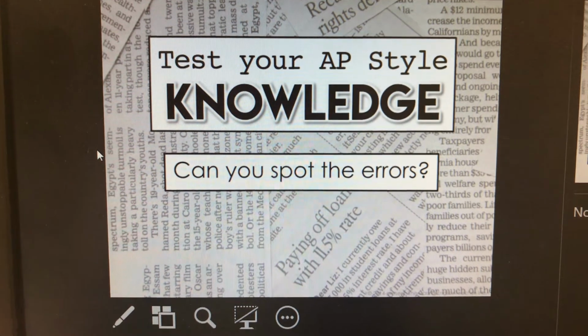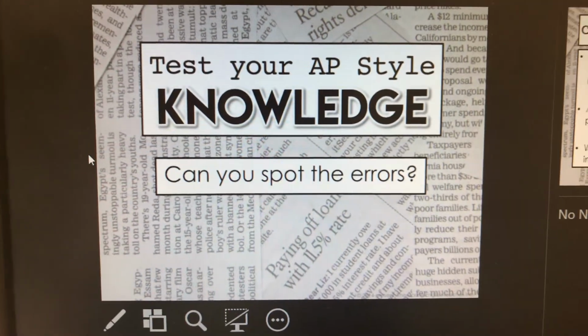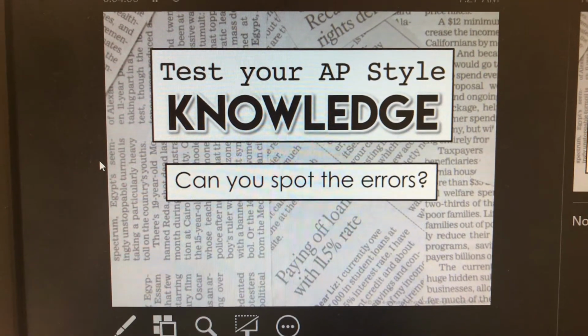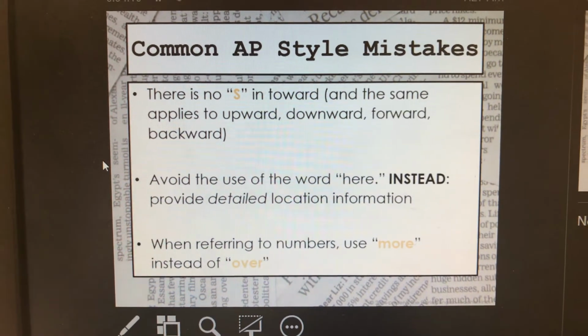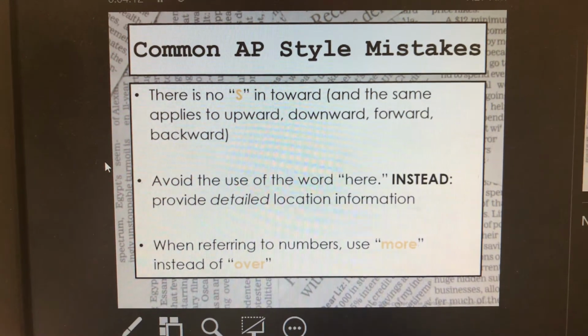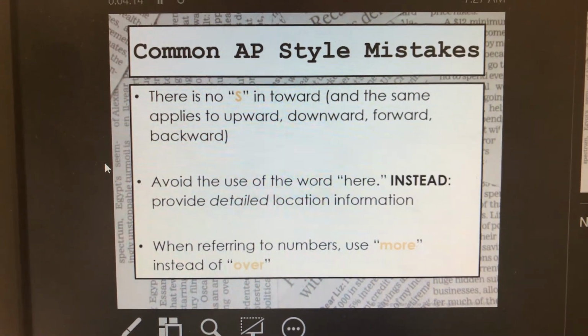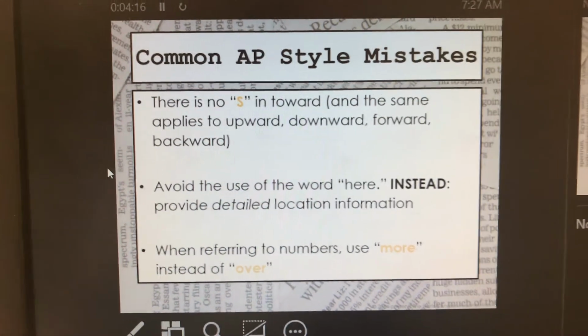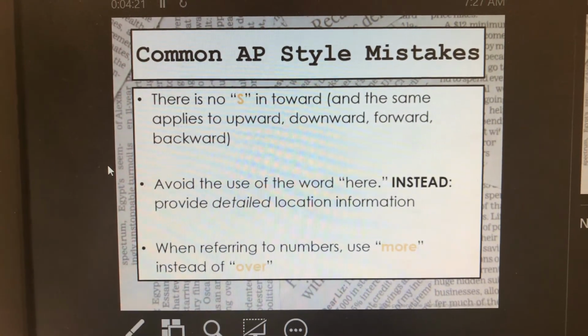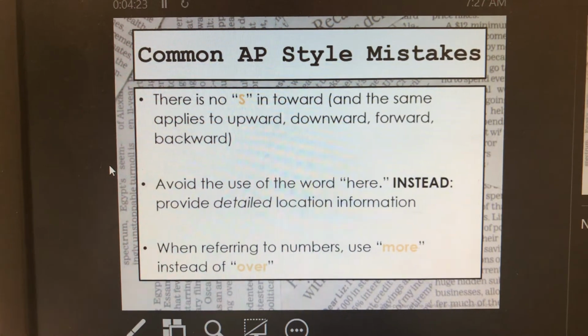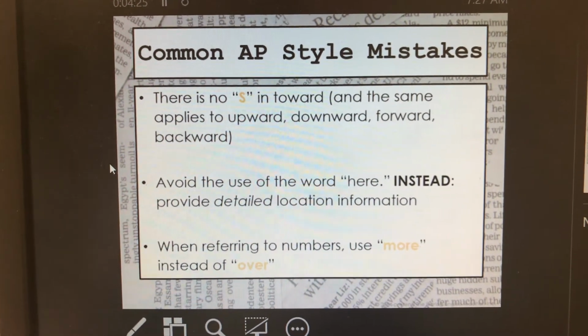So, let's go over a couple of common AP Style mistakes. First of all, there is no S in toward, nor is there an upward or downward, nor forward, nor backward. In AP Style, we do not have towards, nor upwards, nor downwards, nor forwards, nor backwards. It is just toward, downward, upward, and so forth.